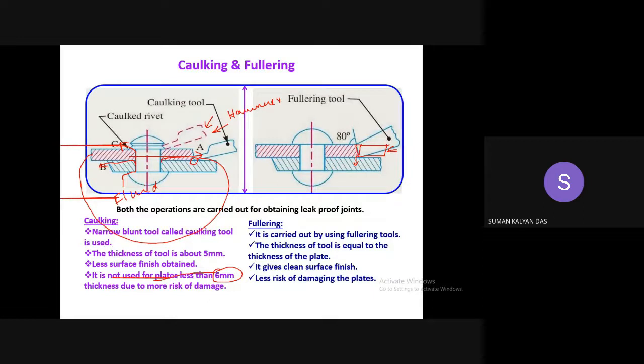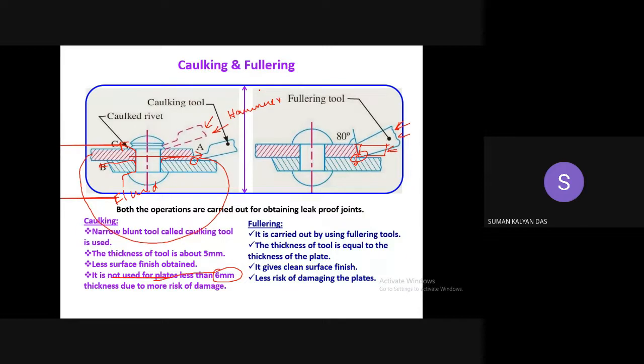In this beveled geometry, if I put this fullering tool and hammer, there will be a component of the force coming down and that will close the gap, so leak proofness will be achieved. This is how the caulking and fullering processes are very popular ways of achieving leak proofness in riveted joint applications. Clear?